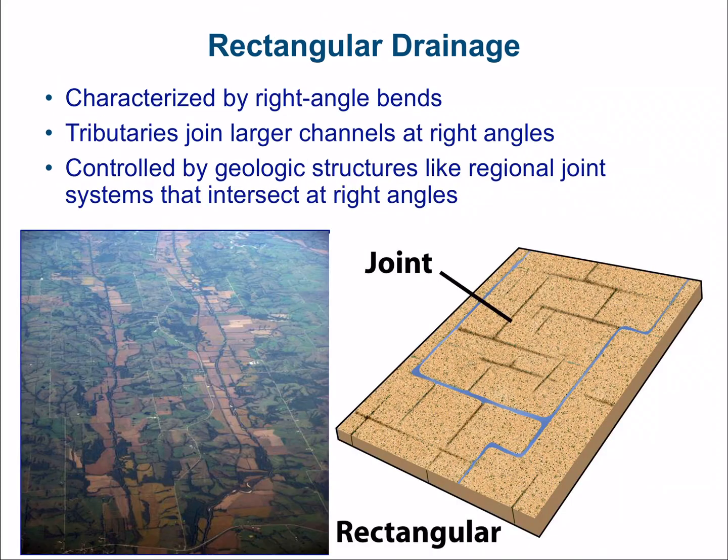A rectangular drainage pattern is basically when you have right angle bends. So your tributaries, your smaller streams, are going to join the larger ones at right angles. This usually happens when you have pre-existing joint structures, and those joints intersect at right angles. So a joint is basically a crack that has no displacement.